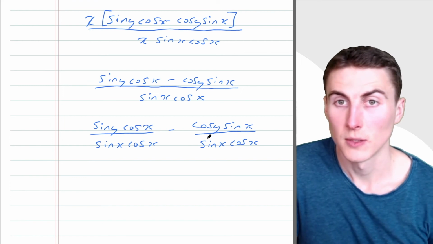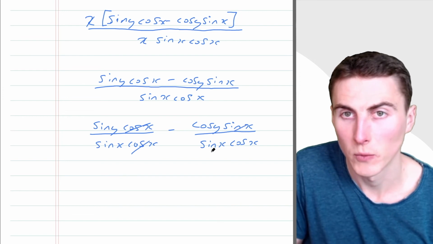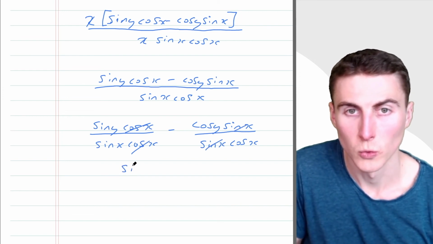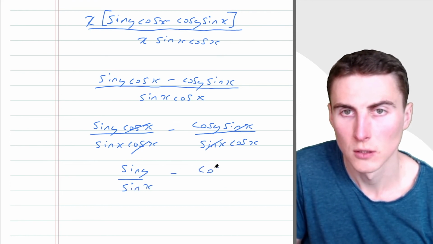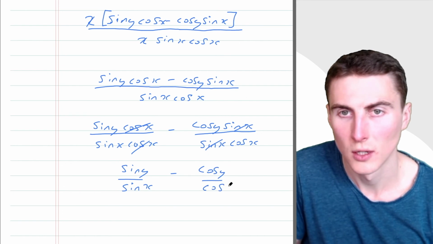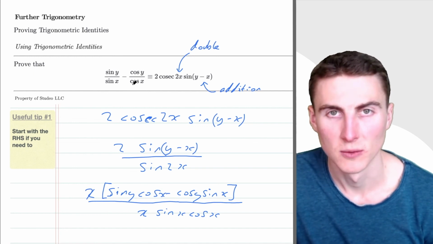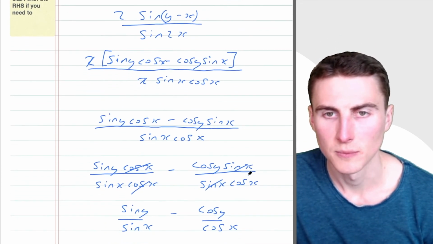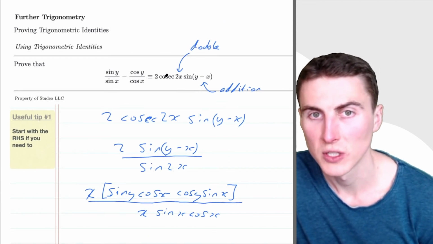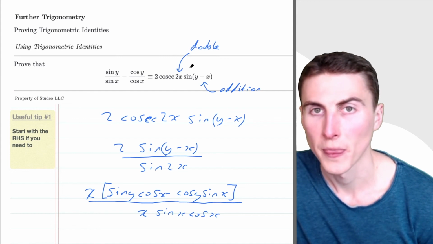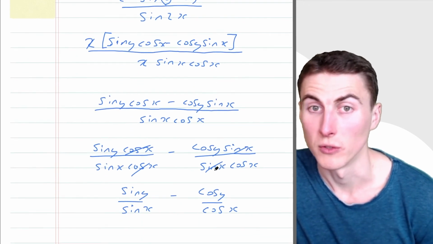And then looking at these, now that it's simplified into 2 separate fractions, we can cancel these cos x out and we can cancel these sine x out. So what we've got left is sine y over sine x minus cos y over cos x, which, if we look up here, is exactly what we wanted. So that's it. We've started with this right-hand side, changed cosec into 1 over sine, applied our double angle and addition formulas, and basically just followed it through, simplified it until we got to the answer.